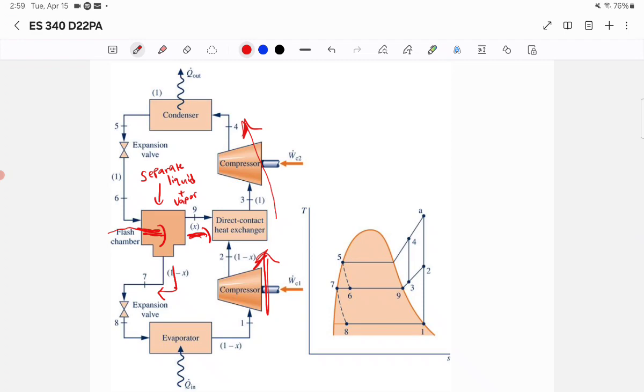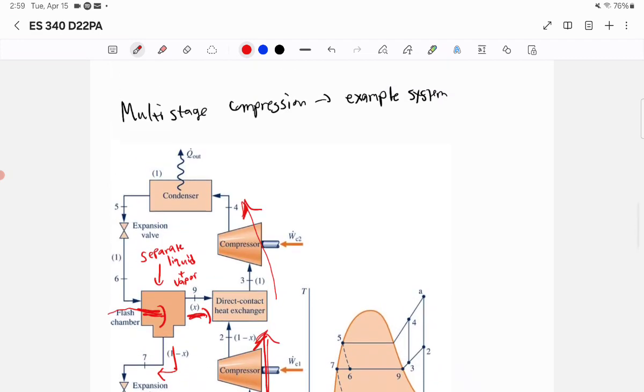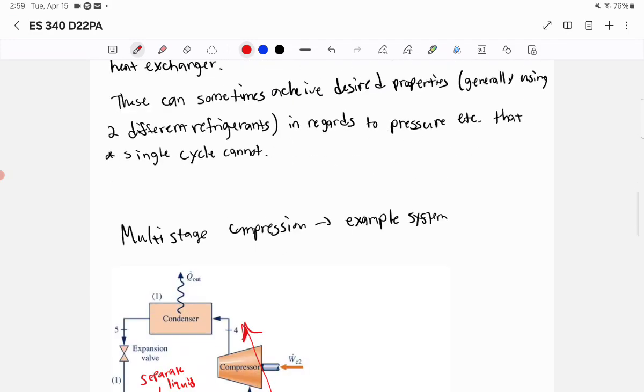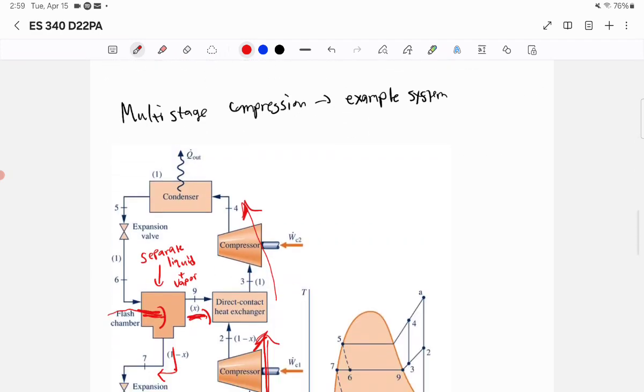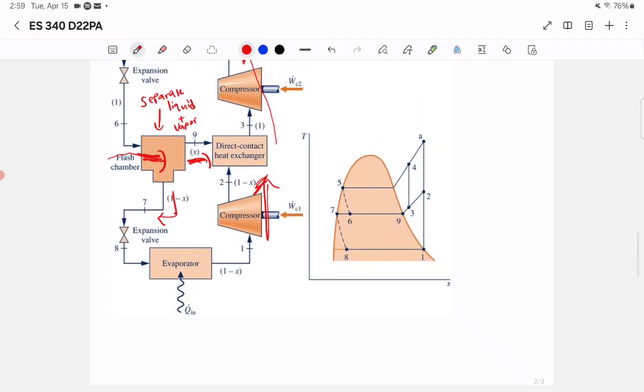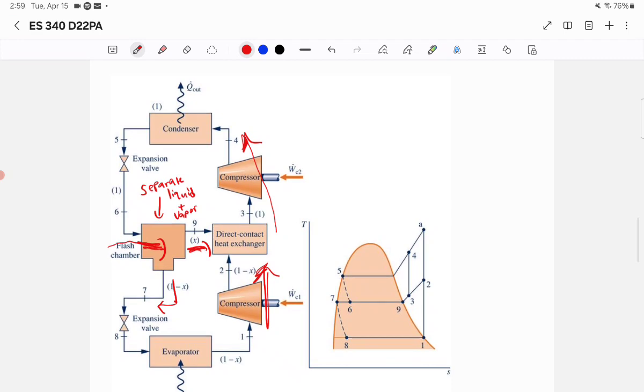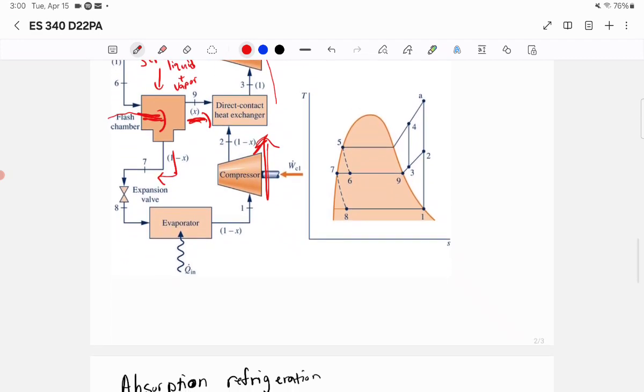So this is a bit different than connecting directly, because this step is what makes the key difference here, than just connecting two cascade cycles. But again, this is still a vapor compression type system, just a slightly more complicated version of that. And notice what happens here, right? We have one that's saturated vapor, coming in through here.